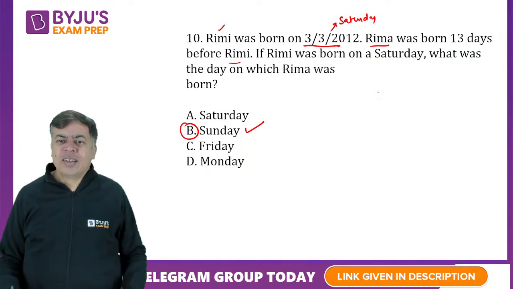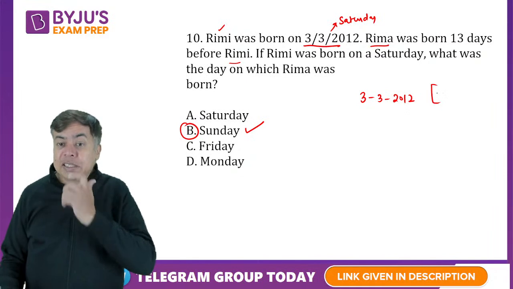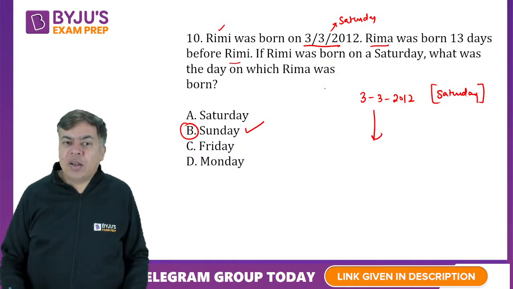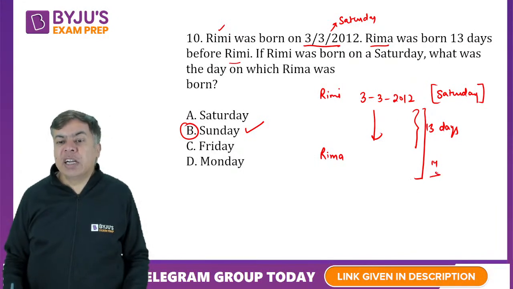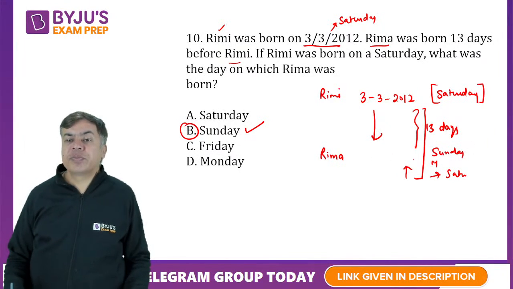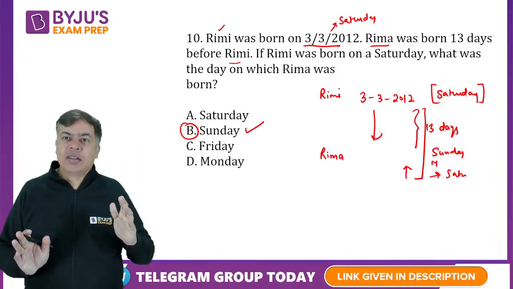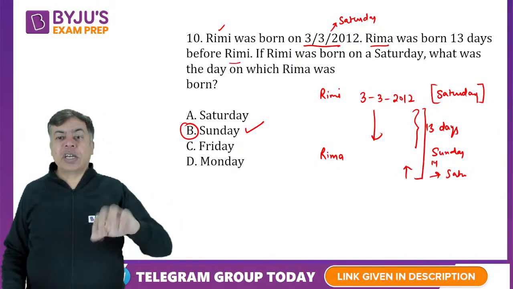Rimi was born on 3rd March 2012, which was a Saturday. If Rima was born 13 days behind, then if it is 14 days, it will be Saturday, but if it is 13 days, it should be Sunday. If the gap is 14 days, it will be Saturday again. So go back 14 days and then come back one day. After Saturday, it will be Sunday. So from Sunday, the gap will be 13 days.